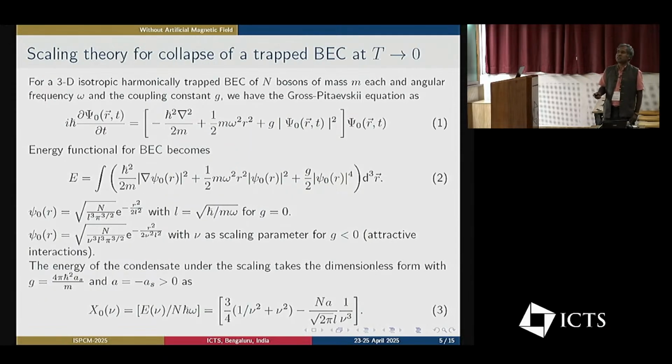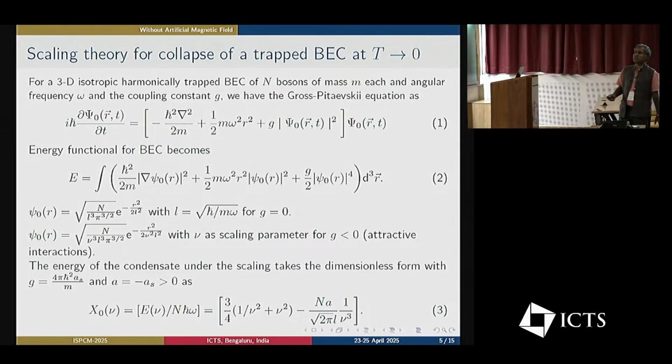For a 3D isotropic harmonically trapped Bose-Einstein condensate of N atoms of mass m each, angular frequency omega and coupling constant g, we have the Gross-Pitaevskii equation. From here we get the energy functional like this. In an ideal situation, meaning for g equal to 0, the wave function of the condensate takes this Gaussian form, where L is the typical length scale of the harmonic oscillator.